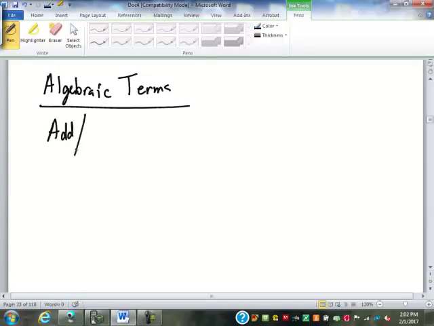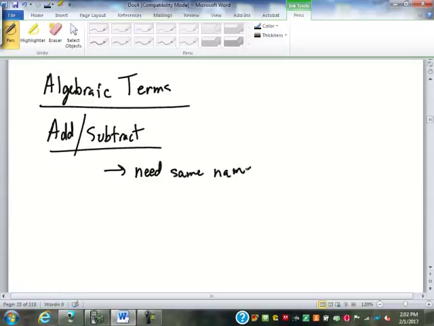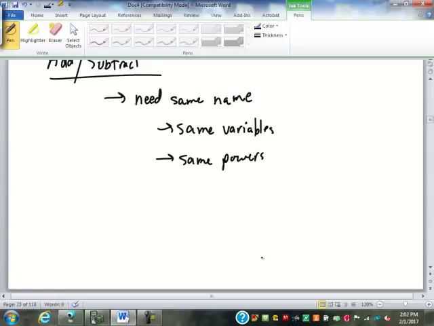And remember, when you add or subtract, we can only combine things with addition and subtraction that have the same name. When it comes to algebraic numbers, that means they must have the same variables and the same powers. And they must be exactly identical.